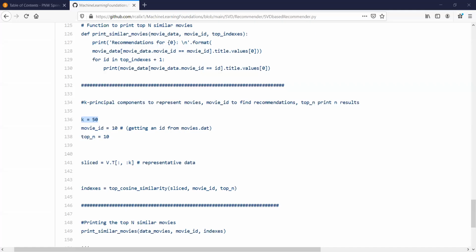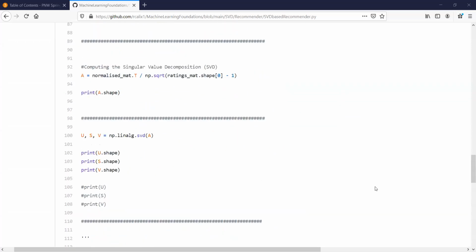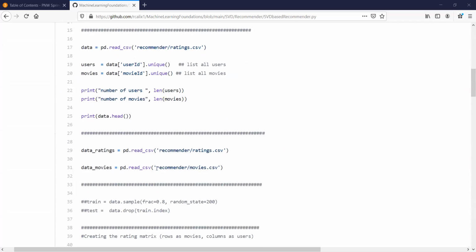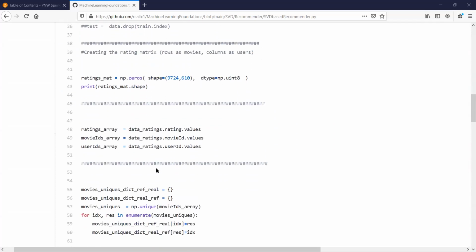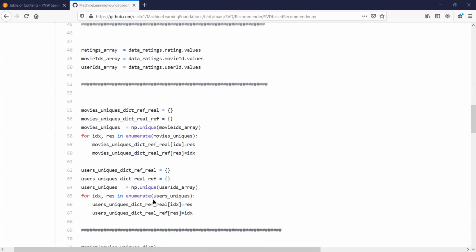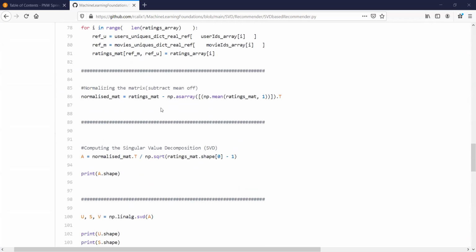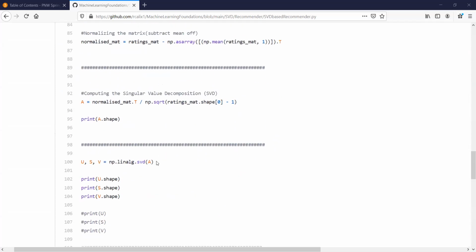So again, as I was saying, guys, for the recommender system, the last part of this is the code that we saw last week. All of this code, we went over it. We read the data. We calculated the dictionaries, all of that was described in the previous video. We created the matrix, normalized the data. And then finally, we stopped here last week. We did the singular value decomposition. So we've got our U, our S, and our V.